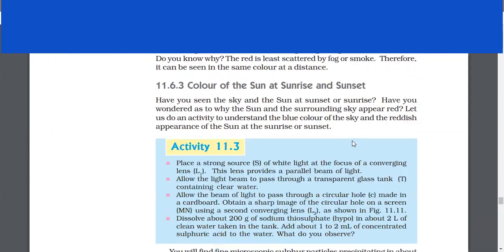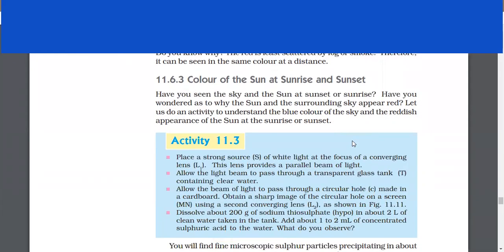Color of the sun at sunrise and sunset. Have you seen the sky and the sun at sunset or sunrise? Have you wondered as to why the sun and the surrounding sky appear red? Let us do an activity to understand the blue color of the sky and the reddish appearance of the sun at the sunrise or sunset.